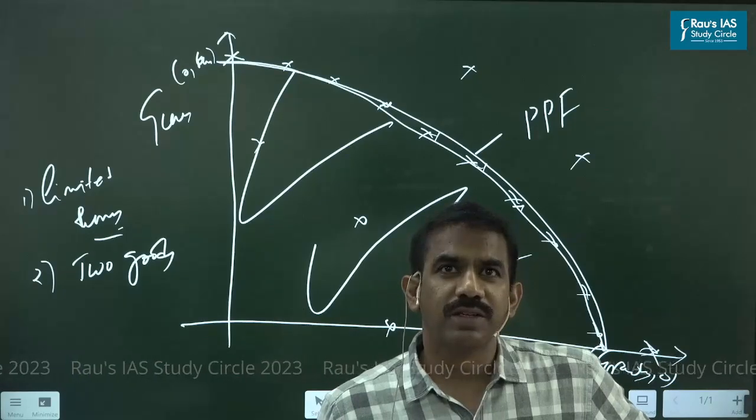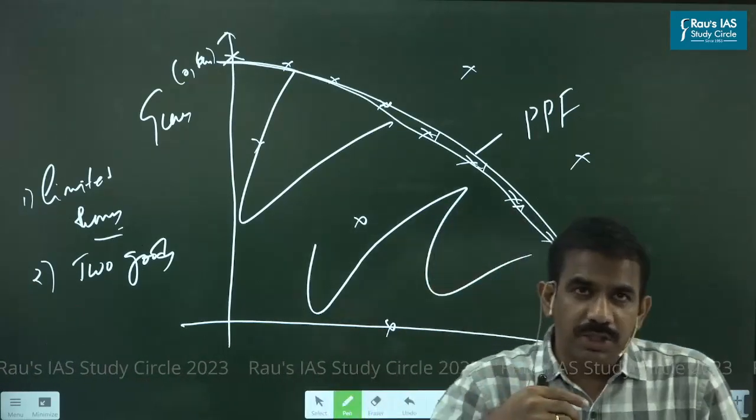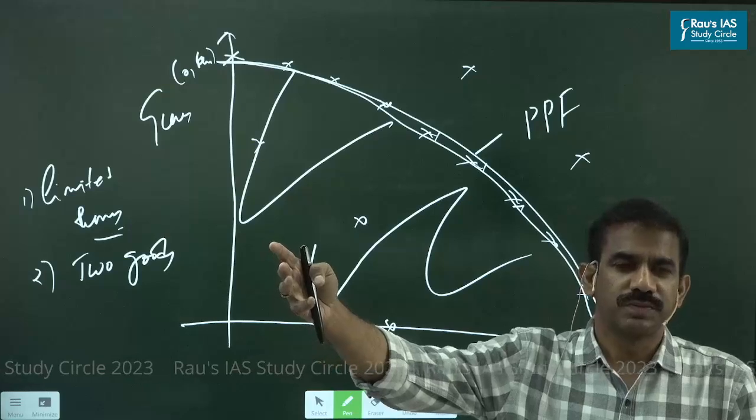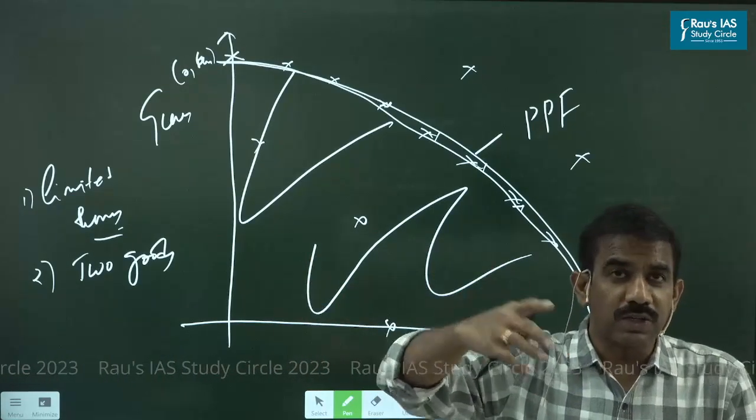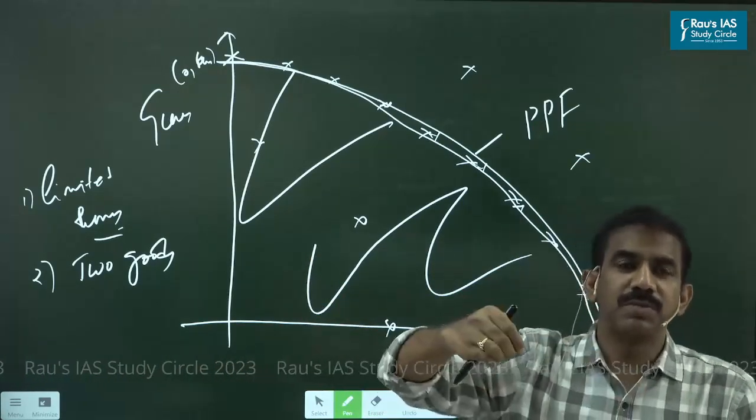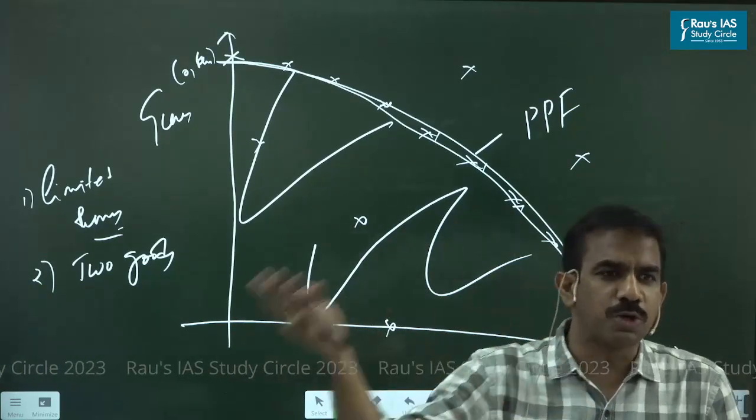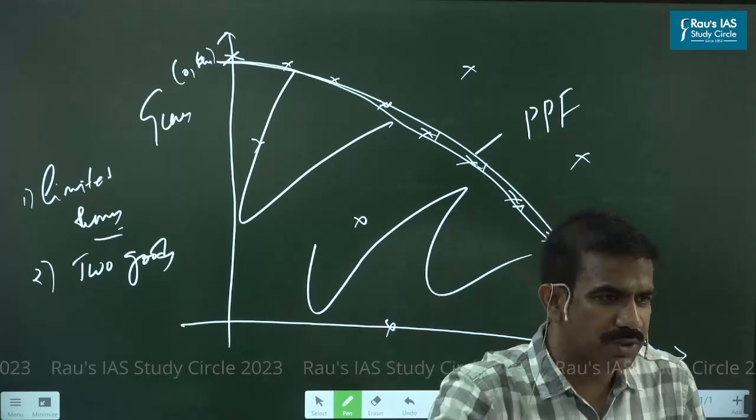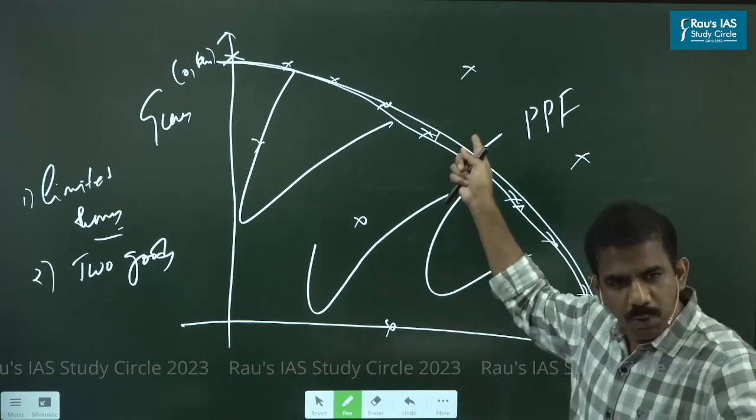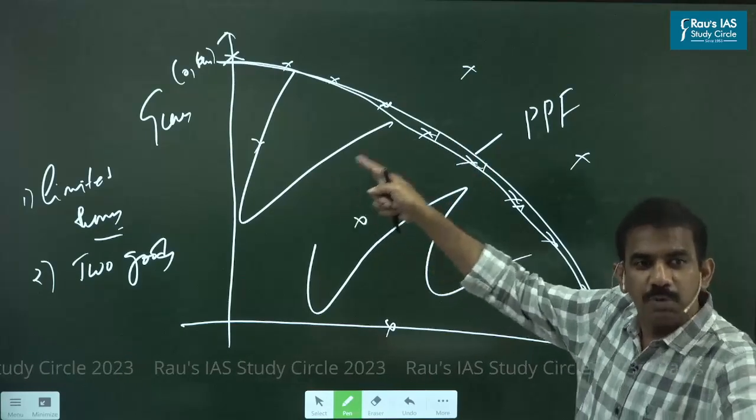Am I right? The boundary is the maximum extent to which you could stretch. Given that resources are limited, the maximum is a combination of output, anything on this curve, beyond which you cannot produce because you are limited by resources, isn't it? So this is something impossible, and this is the best possible combination.